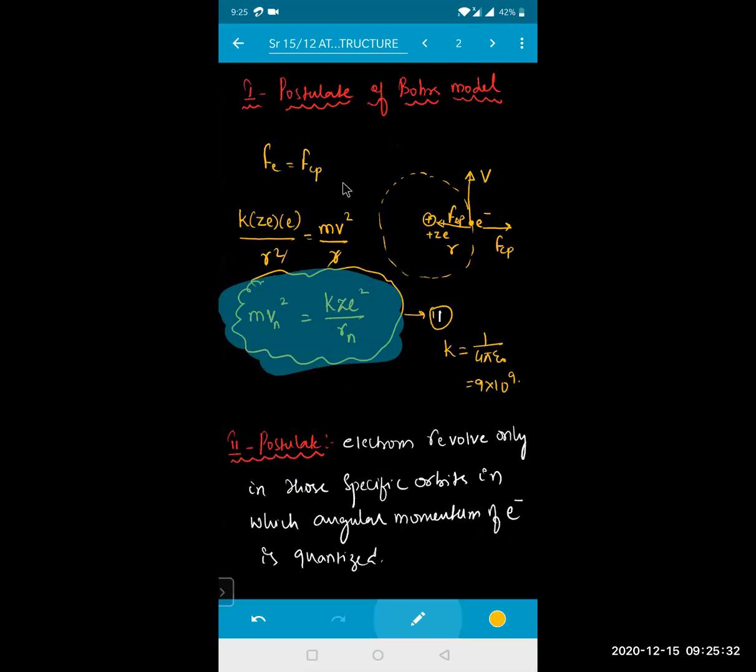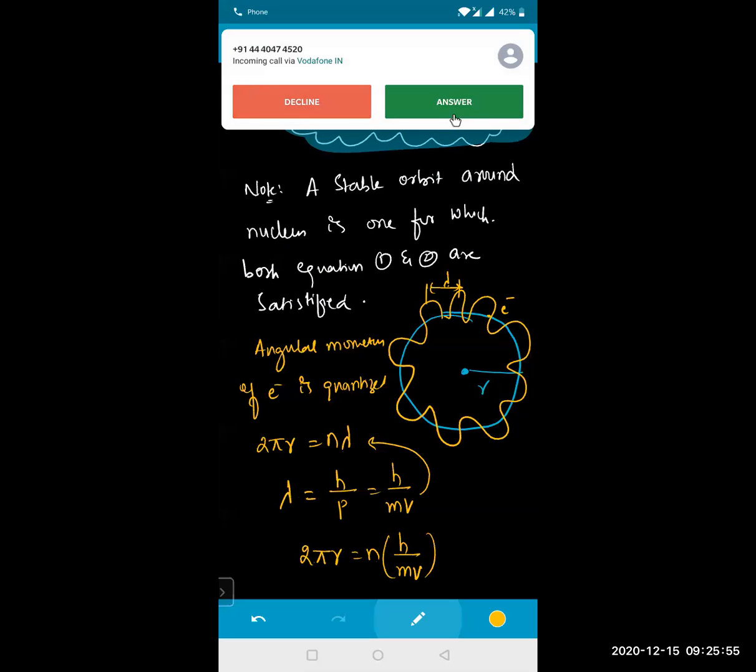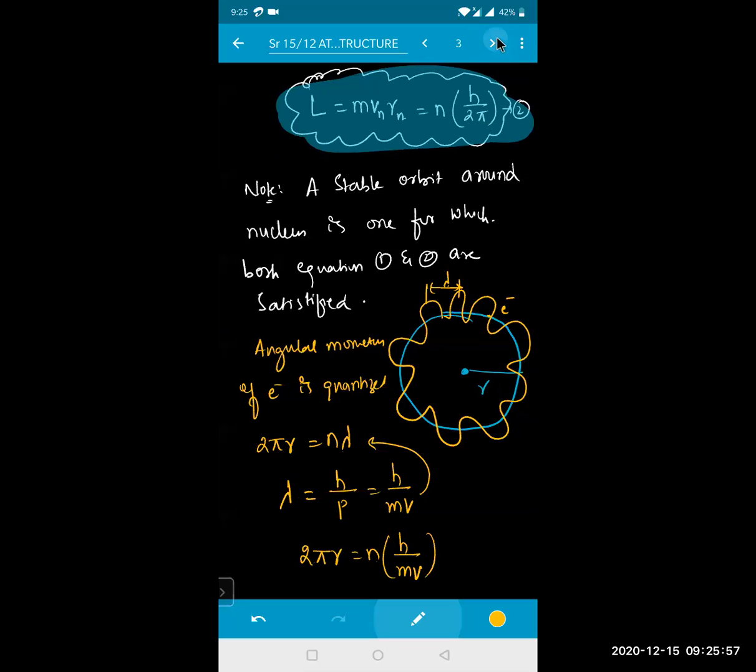And the three postulates are: the first postulate says that every electron revolves around the nucleus in circular motion. You can see the definitions from your reference material. I'm directly writing the equations here. So centripetal force must be equal to the electrostatic force. You will get one statement. The second postulate says that every electron revolves only in those specific orbits in which angular momentum is conserved. That means L is equal to n into h by 2 pi. This is the second postulate.